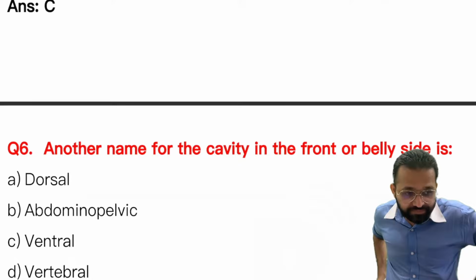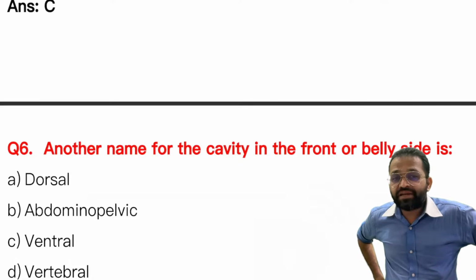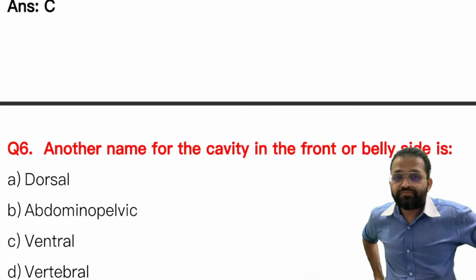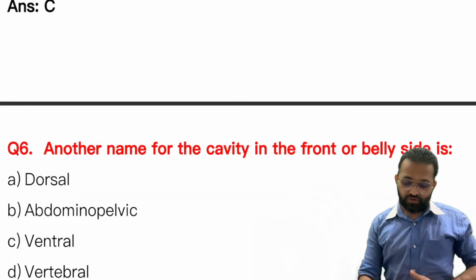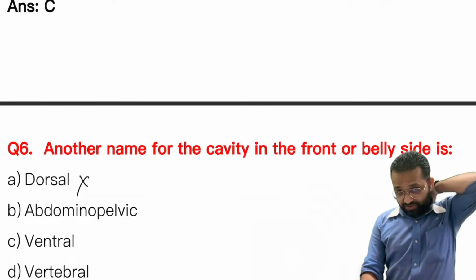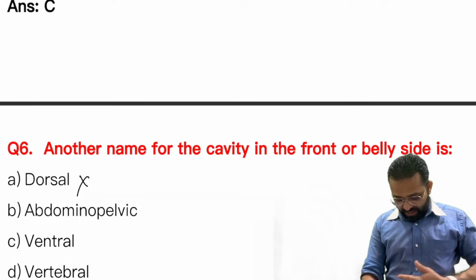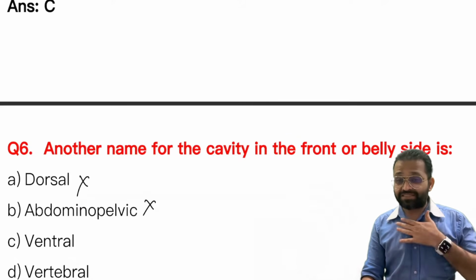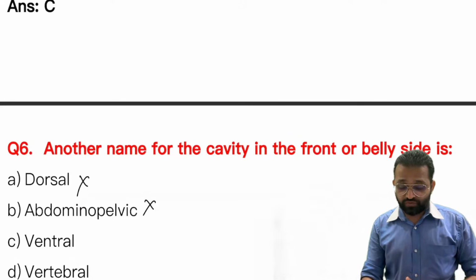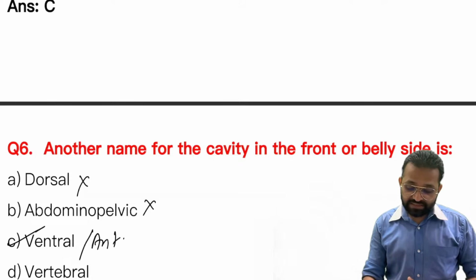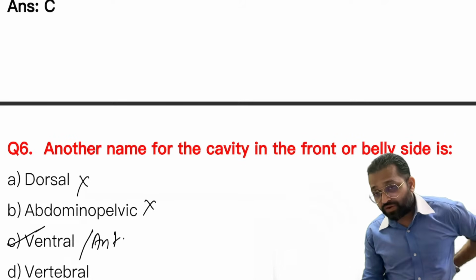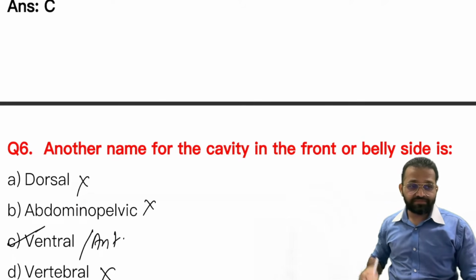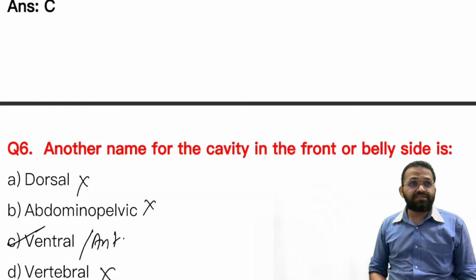Very good, Jyoti. Tell me another name for the cavity in the front or belly side. Is it dorsal? No, this is dorsal. Abdominopelvic, sir, abdomen and the pelvic, that is the bottom area. No. Ventral, yes, this side is known as the ventral. Also, you can say, sir, it is anterior. Vertebral? No, sir, vertebra is on the back side. So this is not the answer. Am I right? Answer is C.